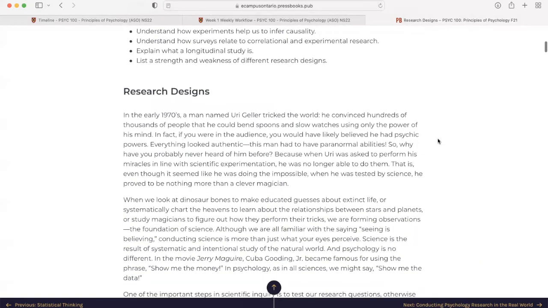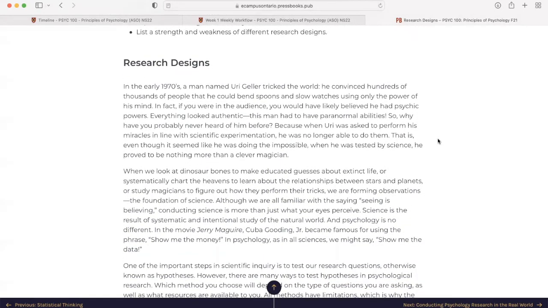Research designs. In the early 70s, a man named Uri Geller tricked the world. He convinced hundreds of thousands of people that he could bend spoons and slow watches using only the power of his mind. In fact, if you were in the audience, you would have likely believed he had psychic powers. Everything looked authentic. This man had to have paranormal abilities. So why have you probably never heard of him before? Because when Uri was asked to perform his miracles in line with scientific experimentation, he was no longer able to do them. That is, even though it seemed like he was doing the impossible, when he was tested by science, he proved to be nothing more than a clever magician.